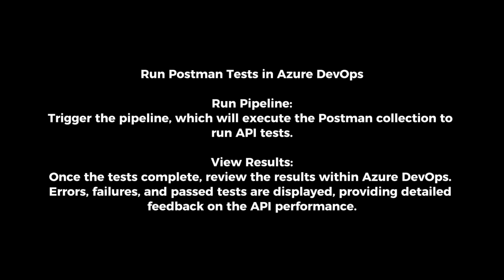Run Postman tests in Azure DevOps. Run pipeline. Trigger the pipeline, which will execute the Postman collection to run API tests. View results. Once the tests are complete, review the results within Azure DevOps. Errors, failures, and past tests are displayed, providing detailed feedback on the API performance.